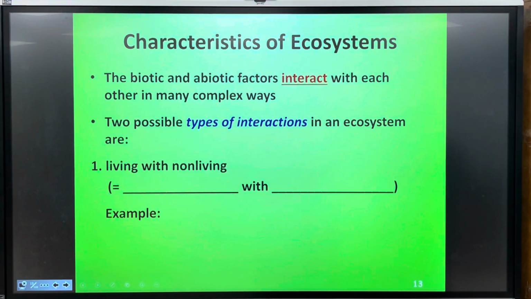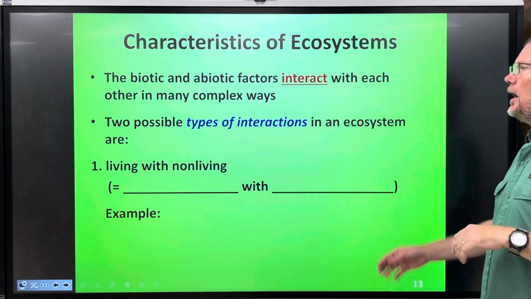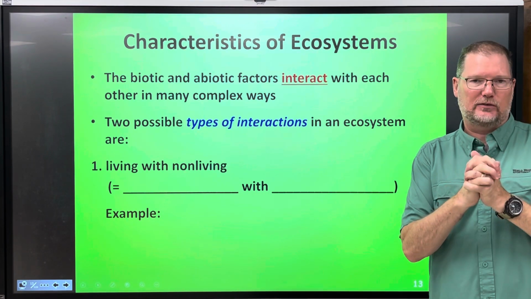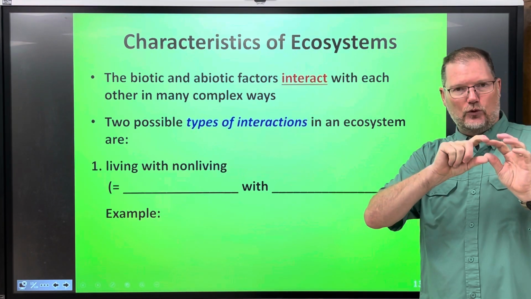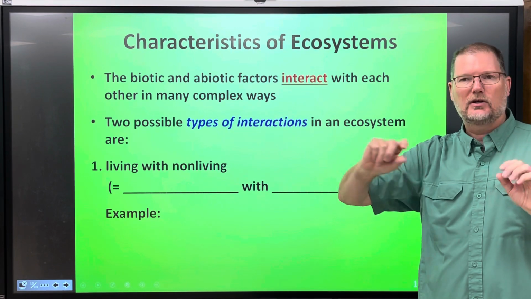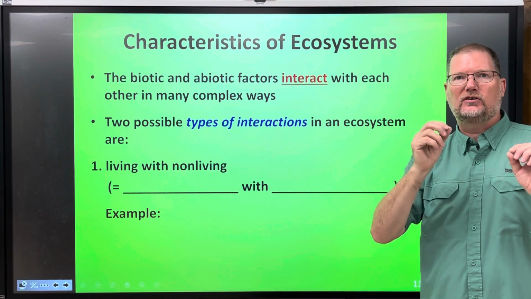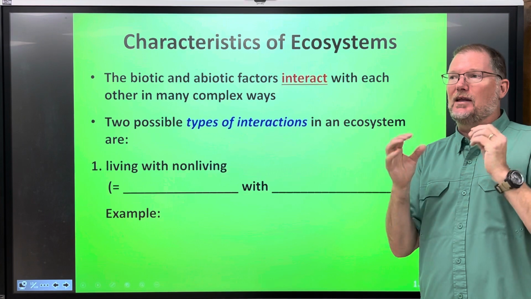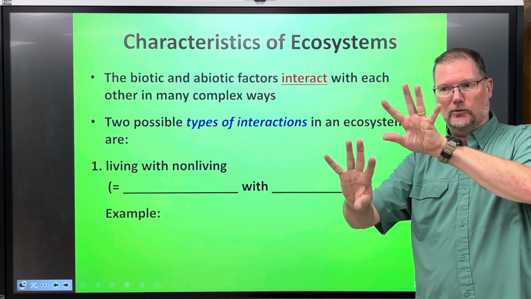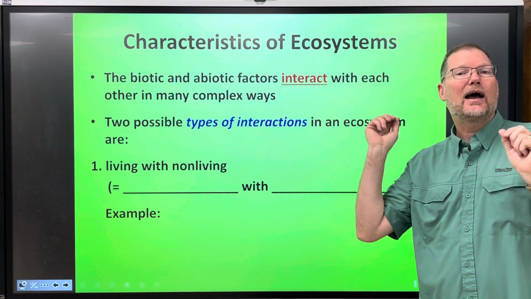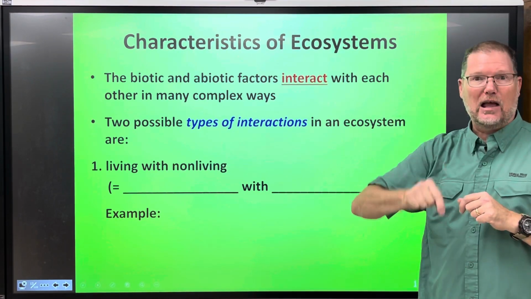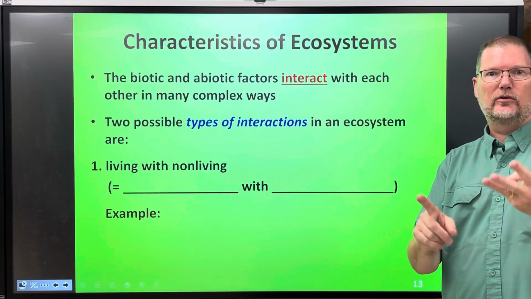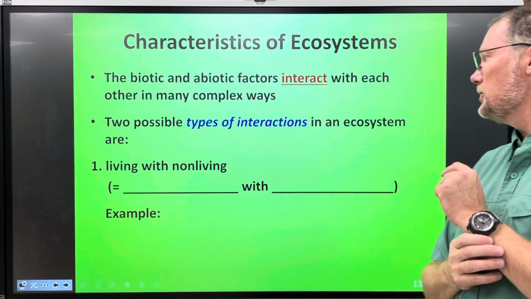All right, so we're on slide 13. The biotic and abiotic factors interact with each other in very complex ways. You've seen a food chain. You know what a food chain is. But then you can take multiple food chains and put them into a food web, and that's just the biotic factors. Now, if you took a food web, which is like multiple food chains that look like this on paper, and you add in the abiotic factors, now you're getting a lot more complicated, like pH and temperature and light levels and soil types and those kinds of things.